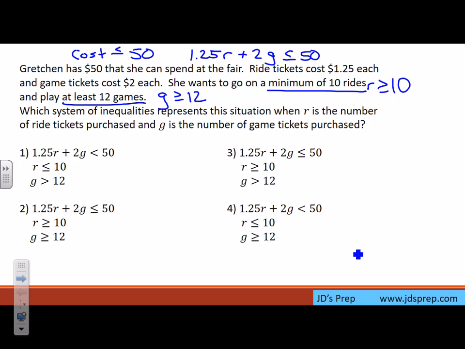Number one, looking at the first inequality, 1.25R plus 2G is less than 50, doesn't include the possibility that Gretchen spends exactly $50. So that one's out.